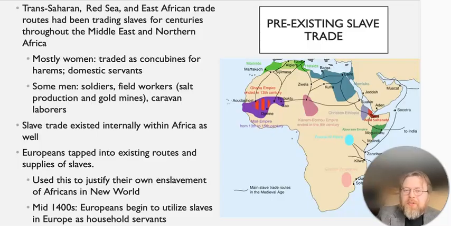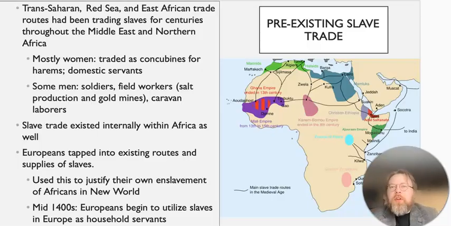So at first, Europeans, and we're really just talking about the Portuguese here for the most part, began participating in the slave trade by using the pre-existing routes that had already existed in Africa to supply their slaves. And so this has been used then as well as ever since as a way to justify enslavement of Africans in the New World.